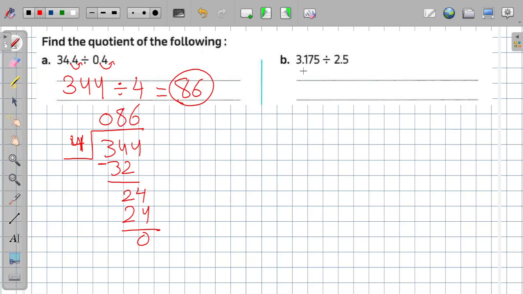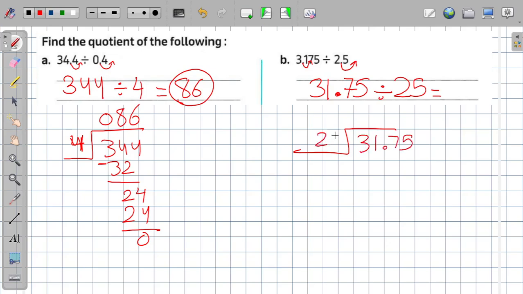Next I have 3.175 divided by 2.5. So I will move the decimal point one place to the right. And here I will move it one place to the right. So it will be 31.75 divided by 25. Okay, so let's try to divide it. So I have 31.75 divided by 25. Let's make the timetable of 25 first to help us in the division operation.